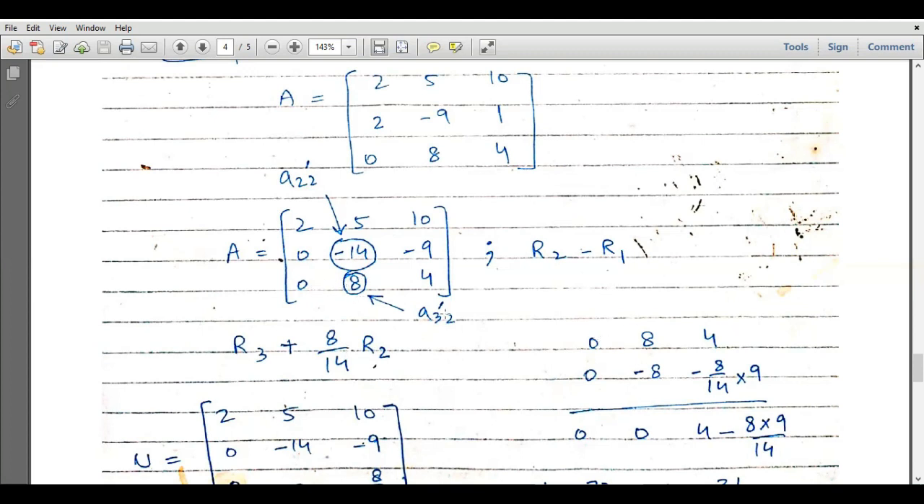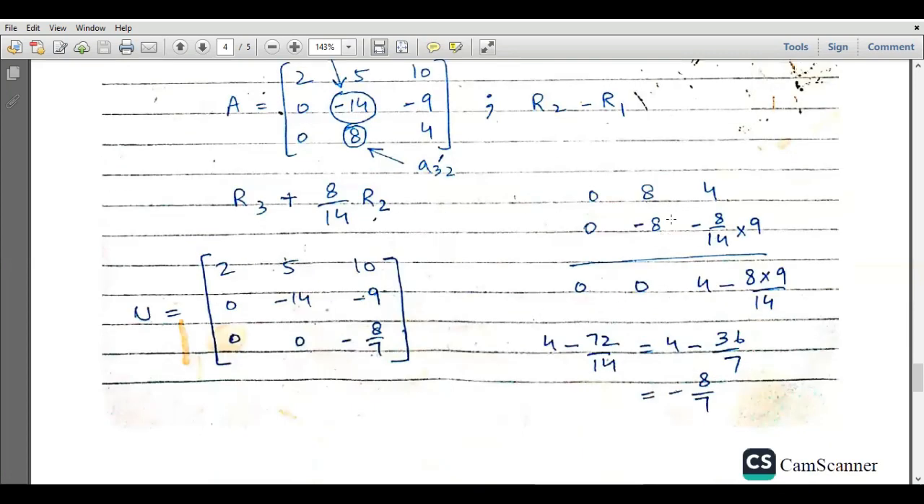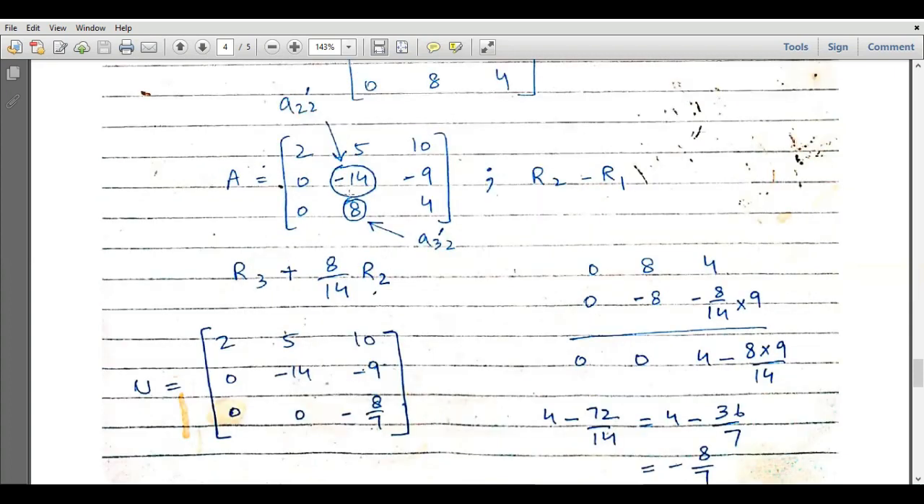So 0, 8, 4 is our third row. Multiply the second row with 8 by 14. So it will be minus 8 and minus 8 by 14 multiplied by 9. Let's add these two rows. So this will be equal to 0 and it will be 4 minus 8 times 9 divided by 14. Let's simplify this. So it will be 4 minus 72 by 14. So it will be minus 8 by 7. So this is equal to minus 8 by 7 and this is our upper triangular matrix. We have to remember that this is our A22 dash and this is our A32 dash.